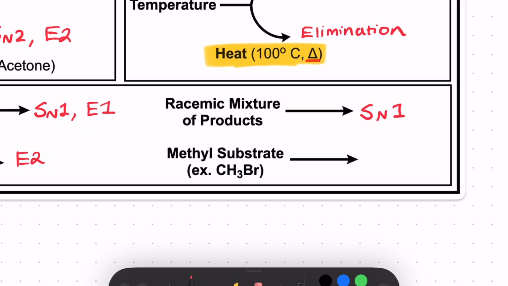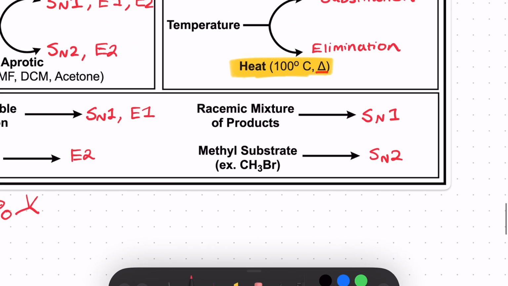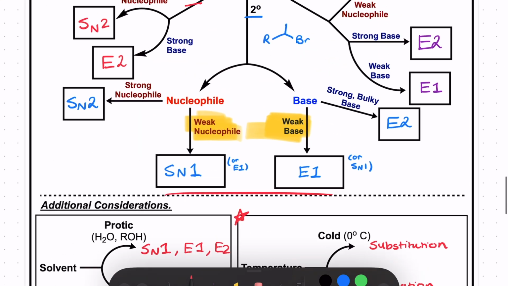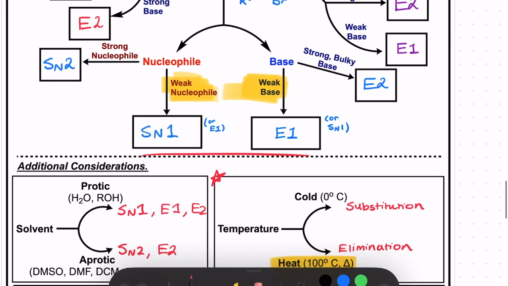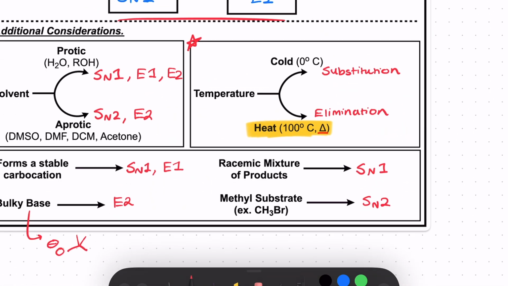And lastly, if I have a methyl substrate, like CH3 and then any sort of halide, the only reaction that it is ever going to undergo is SN2. And that's precisely why it's not in this flowchart. Because no matter what kind of reagent I use, a methyl substrate will undergo SN2.